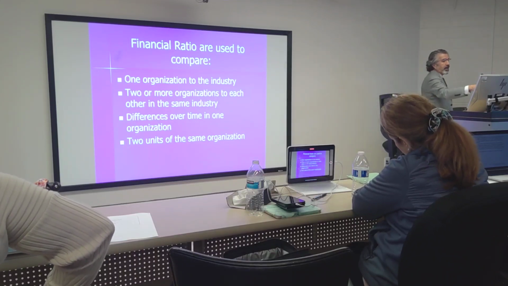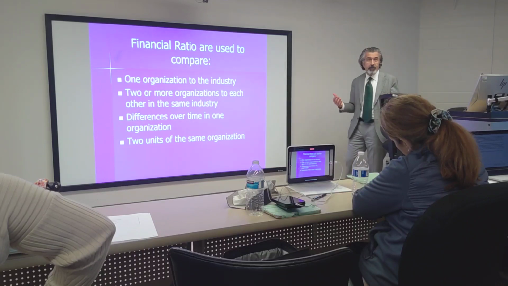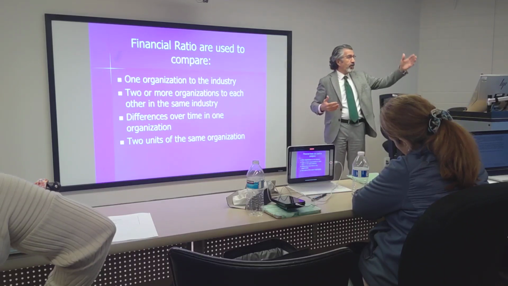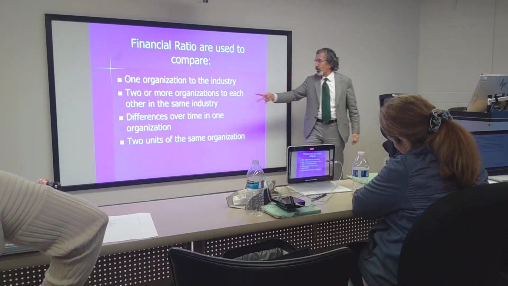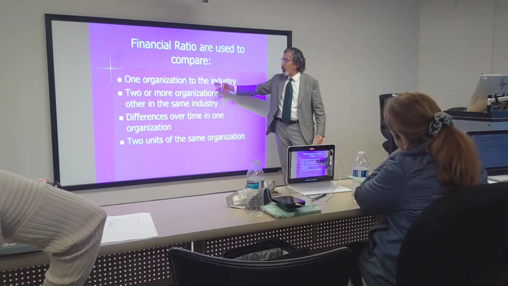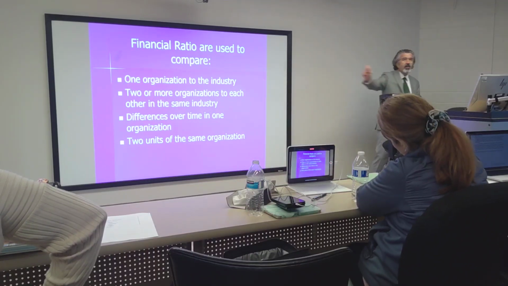Comparing two or more organizations to each other in the same industry, we're going to use financial ratios. You're going to see examples in a minute. You're going to compare Walgreens profitability to CVS profitability: two organizations in the same industry, or one to the entire industry. Pretty straightforward, right? Differences over time.